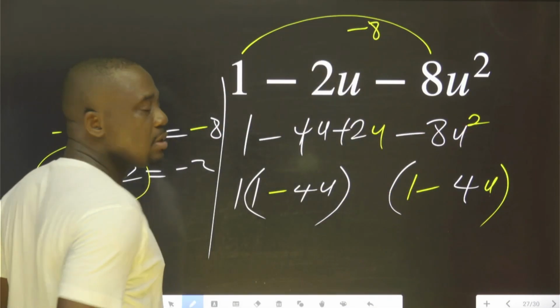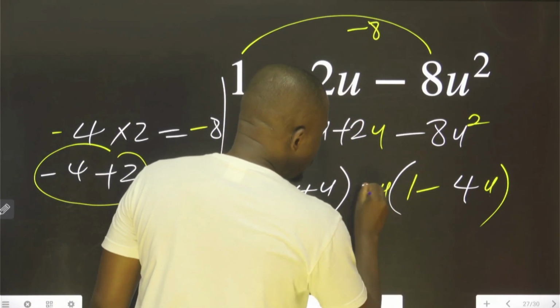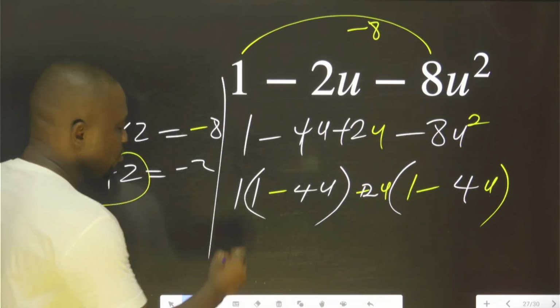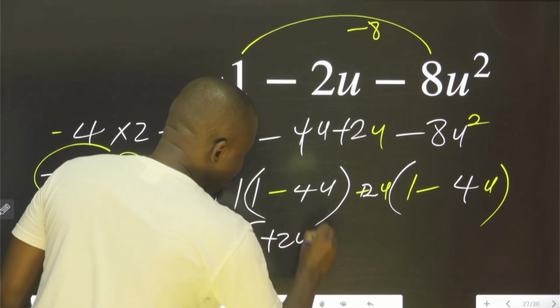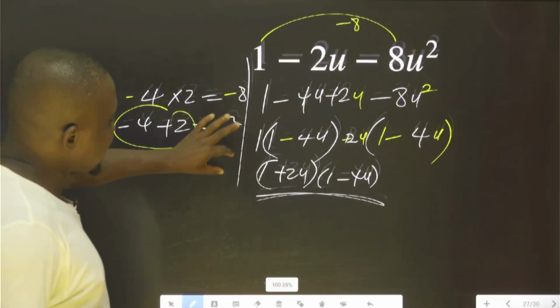Then, what can I do to this to have this? It's simply 2u. 2u times this is this, times this is this. So 1 plus 2u, 1 minus 4u. This is the final answer. If we expand this, can we have the other one here?